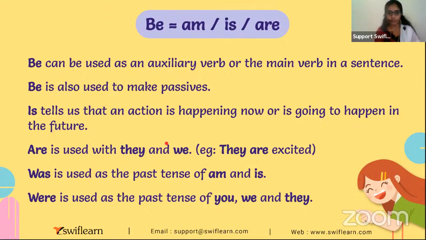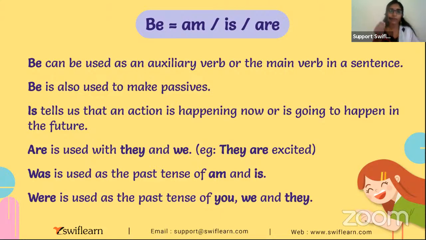Are is used with they and we. Whenever we have more than one person, that is plural, they and we, we use are. Example: they are excited. We cannot say they is excited because this is a plural word, right? And was is used as the past tense of am and is. And were is used as the past tense of you, we, and they. Okay, fine. This is clear.